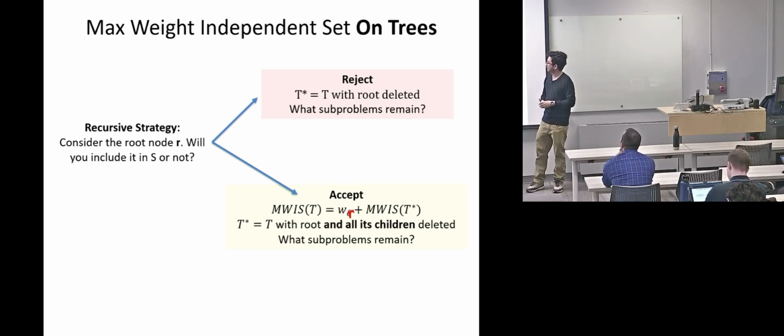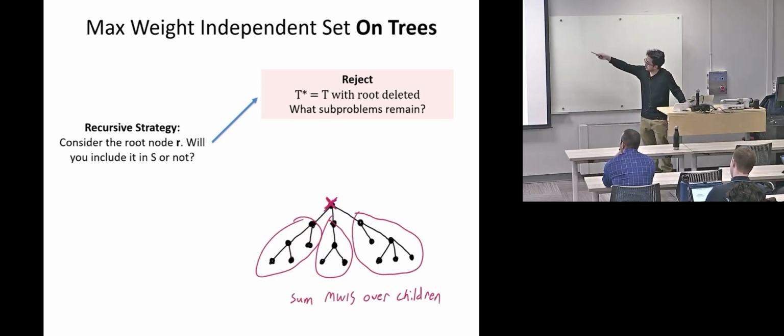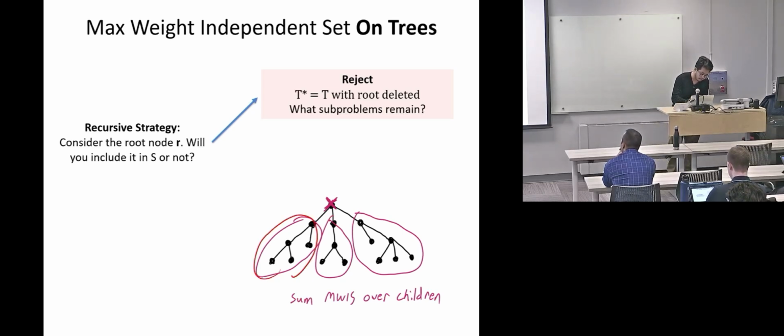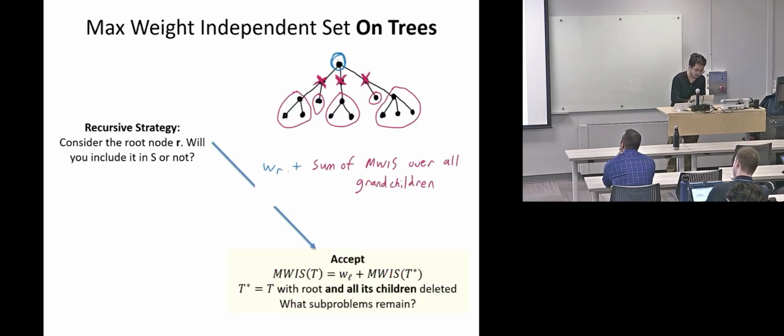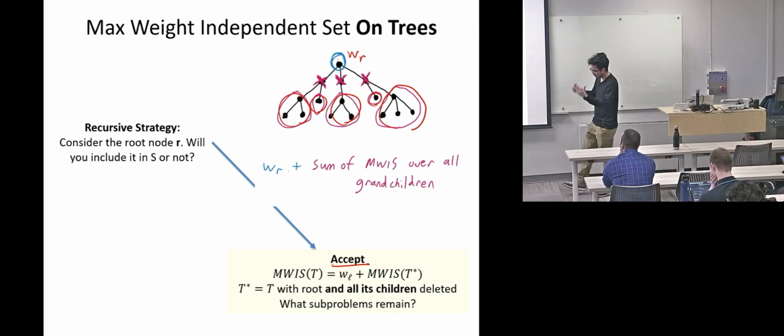Okay. So that's the recursive strategy we have. Again, if you reject, you recurse on the subtree of each child, and then just sum the best solution of each subtree. If you accept, then you put this in your solution, and now you recurse on each of the subtrees of the grandchildren and sum the best solution of the grandchildren. Okay, we have the recursive strategy.